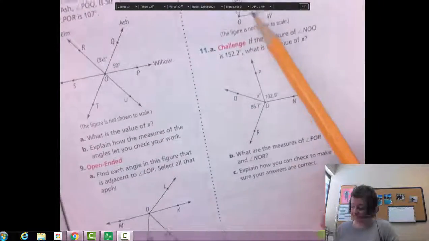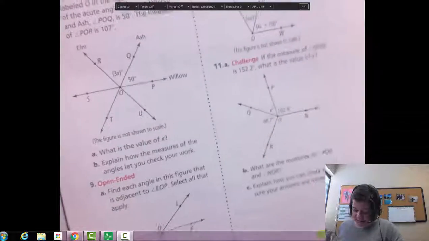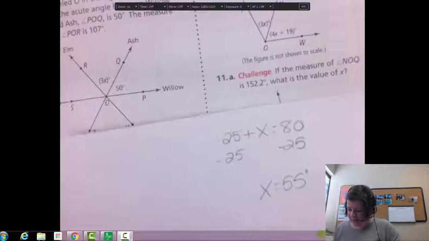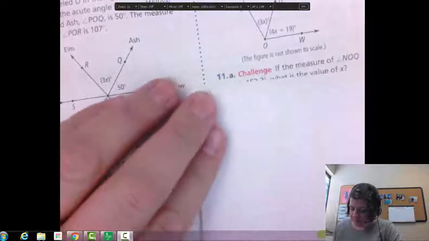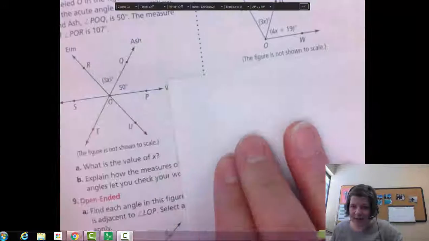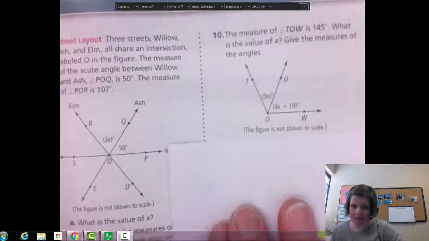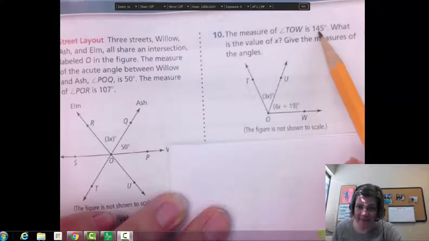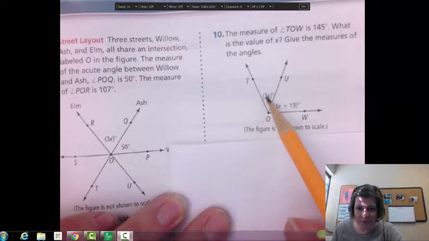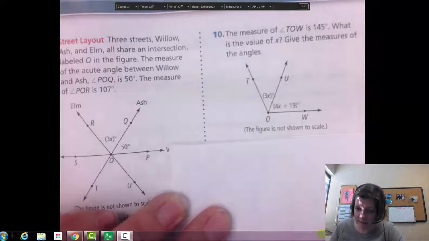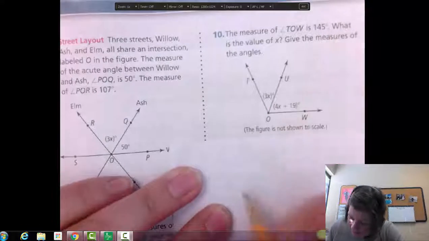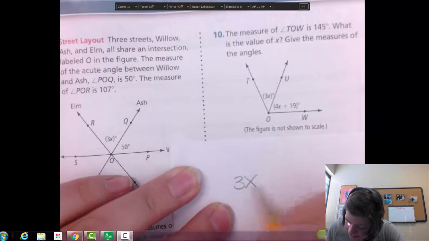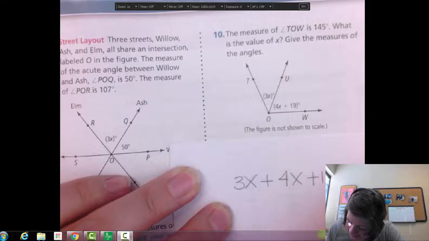Ooh, let's do that one. This isn't a challenge one, but it's sort of similar. It says, you can't quite see the whole problem. There we go. It says the measure of TOW is 145. What is the value of x? Well, we know this one plus this one would equal that 145. So 3x plus 4x plus 19 has to equal 145.